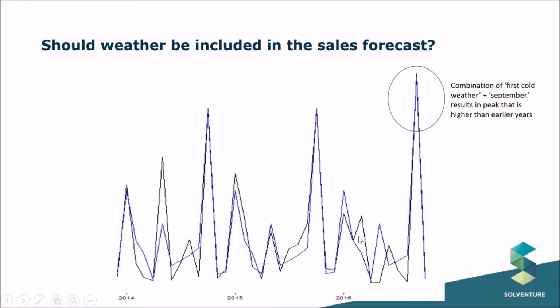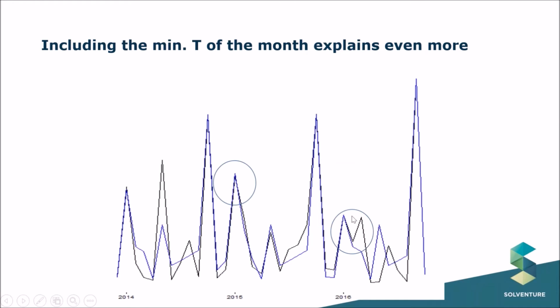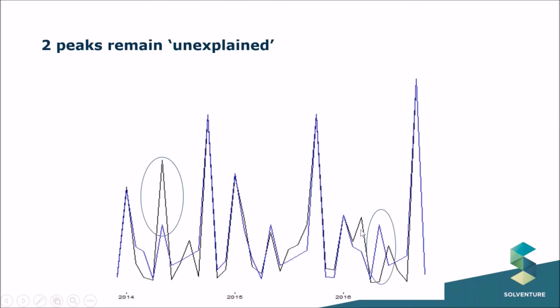Here we really understate. If we include that information, we see that the first peak is much better, but the second peak we still don't get right. So there will always be remaining variability, things which we can't explain.